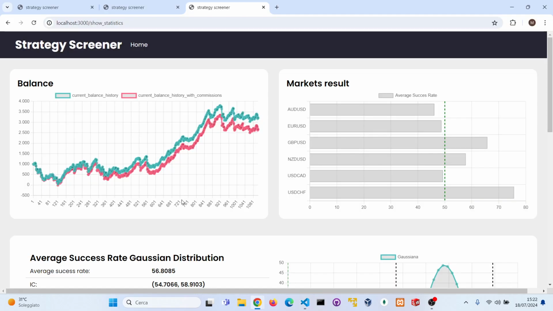Okay, as you can see, now the average success rate improved, but I was not able to avoid blowing up the account. You would have gone to zero by always risking 1% of your account. But in total, the strategy would have been profitable and also statistically profitable.